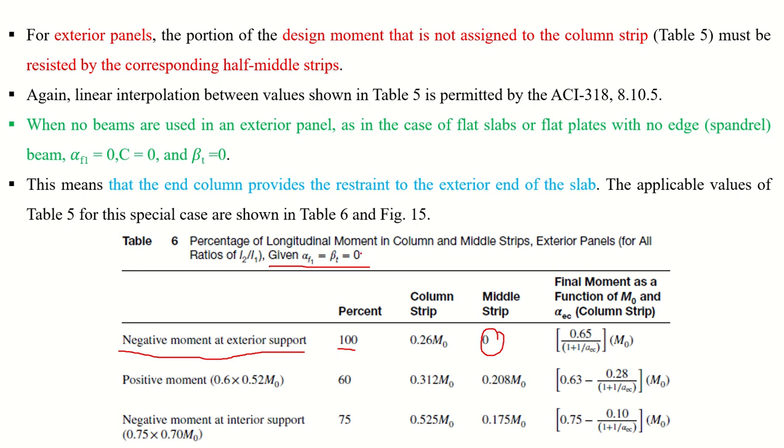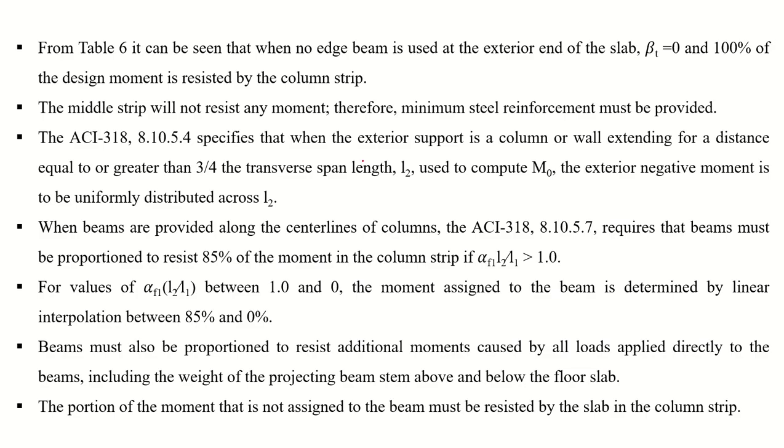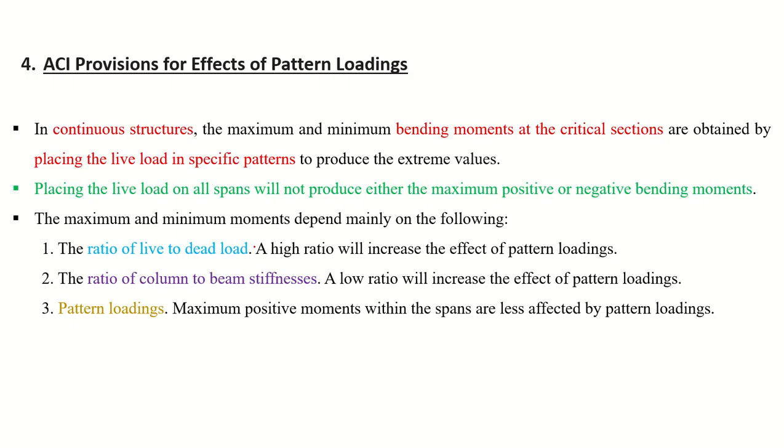If you want to read this text, you can just pause this video and read it. This will help you out. This is also some explanation to that. Now, ACI provisions for the effects of pattern loadings in continuous structures. The maximum and minimum bending moments at the critical sections are obtained by placing the live load in specific patterns to produce the extreme values. Because placing the live load on all spans will not produce either the maximum positive or negative bending moments, and it will cancel out each other's effect.